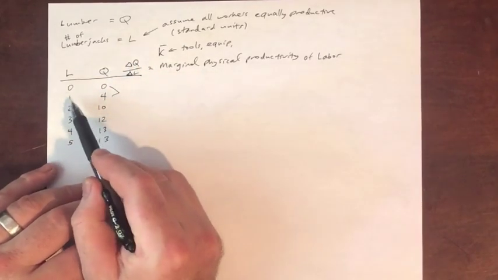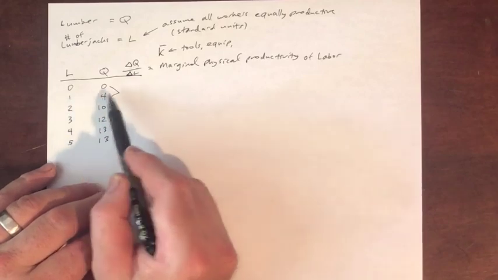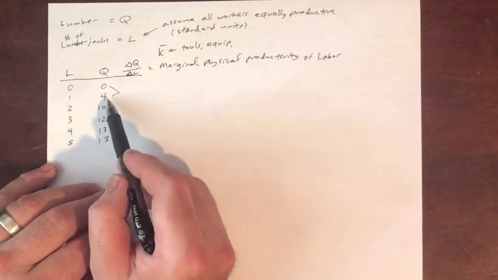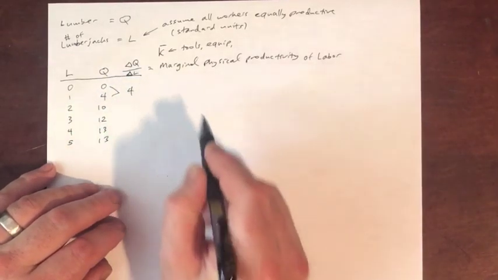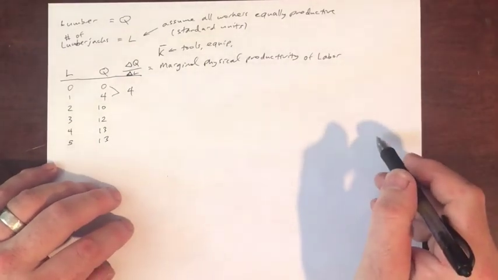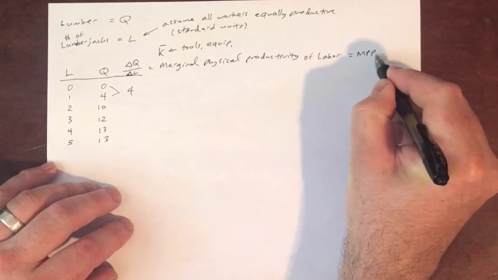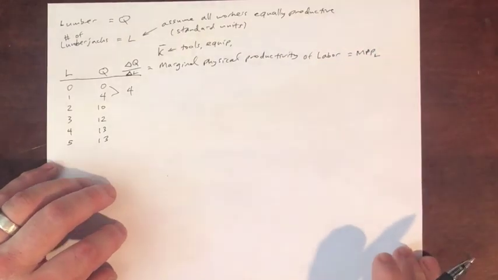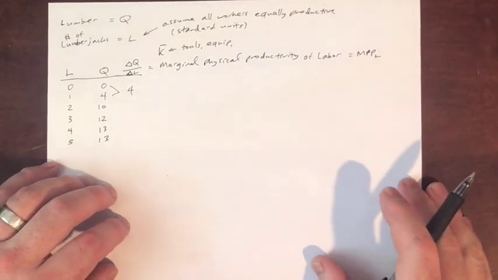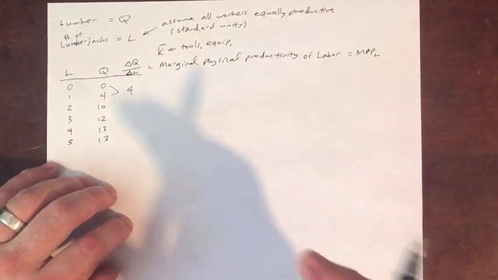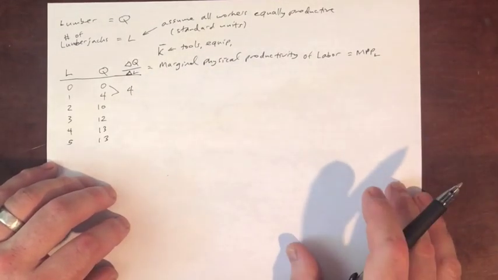So we can say, going from 0 to 1, what happened? Well, we went from 0 to 4. So the marginal physical productivity of labor, the MPP subscript L. Some texts just call it MP, marginal product. But it's the marginal physical product of labor.